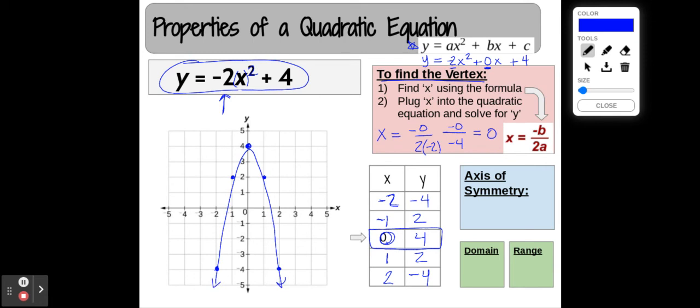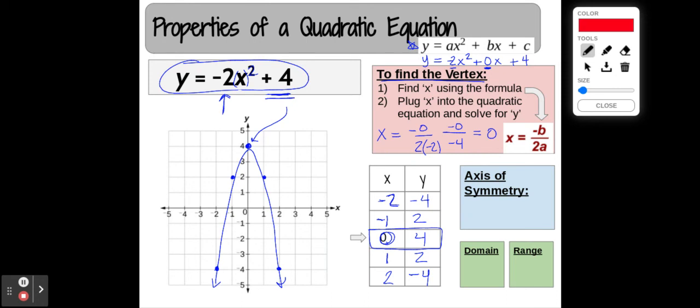Now, check this out. This is kind of cool. You see this +4 right here? Where do you see that in the graph? Ah, it's the y-intercept, isn't it? Take a look at your example that we did previously. That -3, was that also the y-intercept of the graph that we did just before? I think it was.